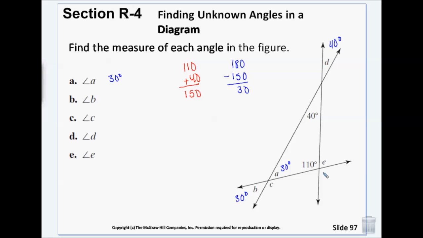110, and this would be 110, but, well, we can label it. We don't know what E is, but we know that it'll make a straight line. So to find E, I'm going to do 180 minus 110. So it's going to be 70. And same thing to find C. I have these two make a straight line, and B is 30 degrees. So C is 180 minus 30. So it's 150 degrees.